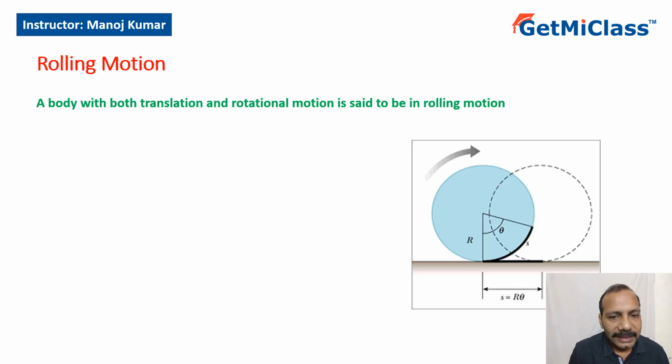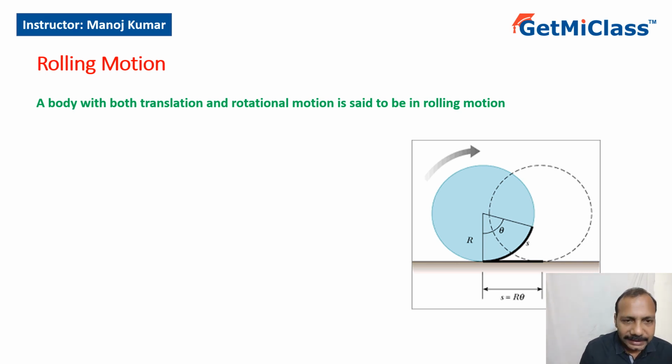To start with, let's try to understand what we mean by rolling or rolling motion. A body with both translation and rotational motion is called rolling motion. So if a body is having both rotational as well as translational motion, then that particular motion is termed rolling motion. Like if you look at a vehicle moving, the tire of the vehicle is rotating as well as moving forward. In fact, that rotational motion of the tire is converted into the linear motion on the road. So we can say that the tire is rolling on the ground.